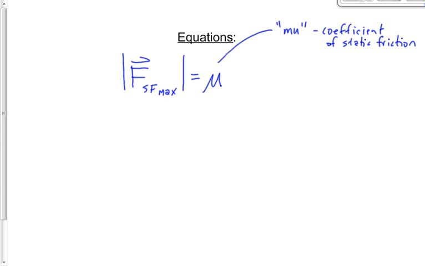If you've got two materials that like to stick together lots, then you've got a high coefficient of static friction. If you've got two materials that don't like to stick together lots, then you've got a low coefficient. For example, rubber on pavement would be a fairly high coefficient of static friction. Rubber on ice would be a fairly low coefficient because they don't like to stick together very much. It's equal to mu times the normal force. The normal force is the force of the ground pushing up, or pushing at 90 degrees to the surface.